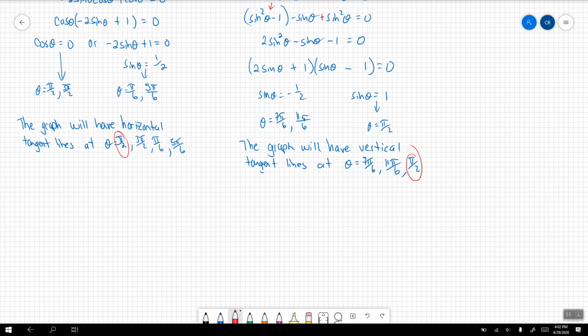So I'm going to say here: you cannot have a vertical and horizontal tangent for the same angle. And again, that angle being pi halves.